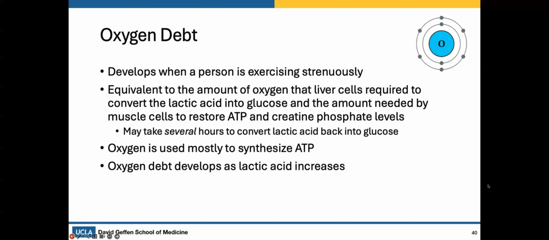An oxygen debt develops when a person is exercising strenuously. Their body reduces the amount of oxygen required to ensure good muscle health. This is equivalent to the amount of oxygen that liver cells are required to convert the lactic acid into glucose, and the amount needed by the muscle cells to restore adequate amounts of ATP and creatine phosphate levels. And this can take several hours to convert lactic acid back into glucose. So it's a very long process. Oxygen is used mostly to synthesize that ATP, but that oxygen debt develops as lactic acid buildup increases.